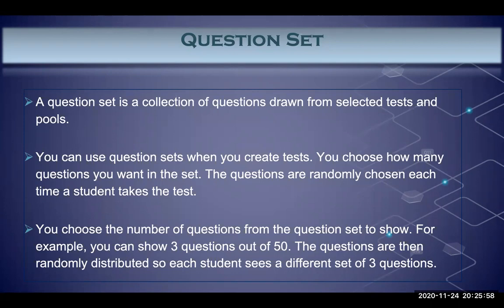You choose how many questions you want to be in a set. The questions are randomly chosen each time a student takes the test. And the last one is you choose the number of questions from the question set to show. For example, you can show 3 questions out of 50. The questions are then randomly distributed, so each student sees a different set of 3 questions.